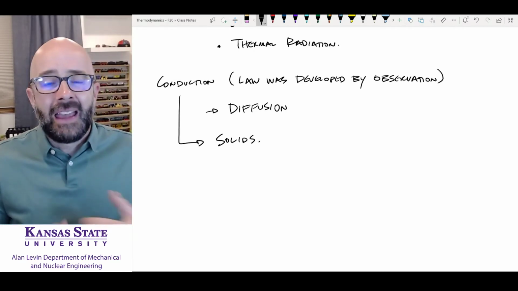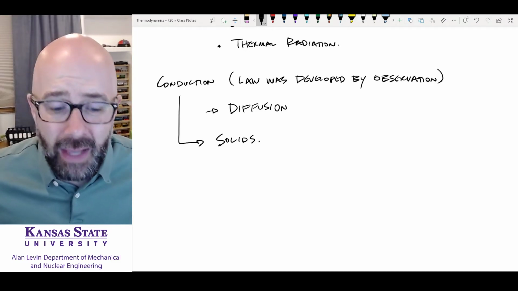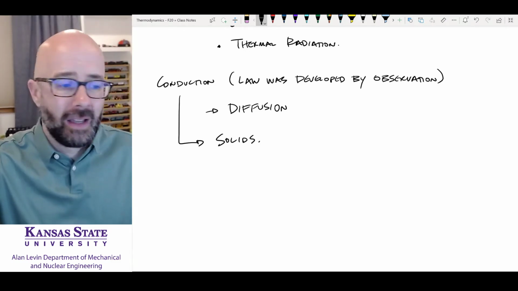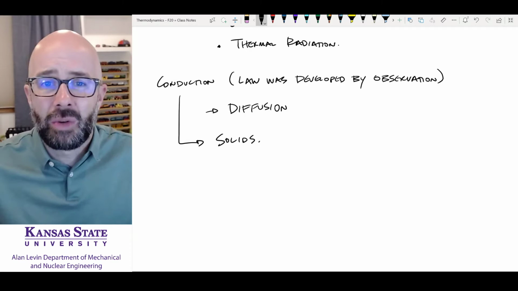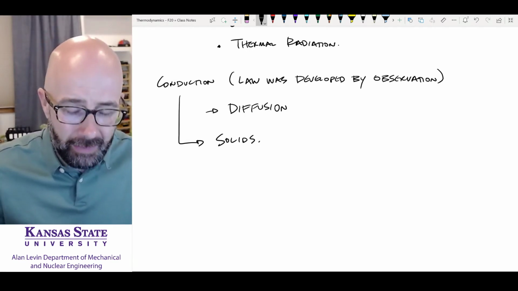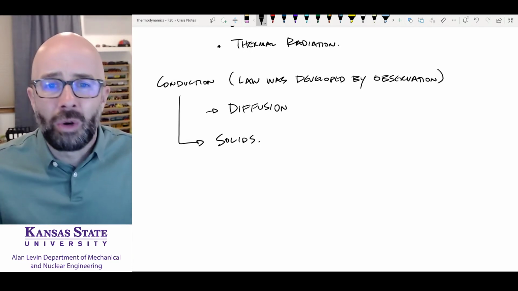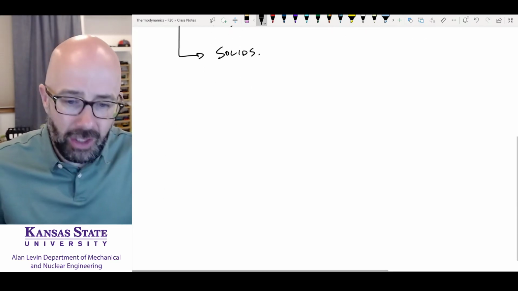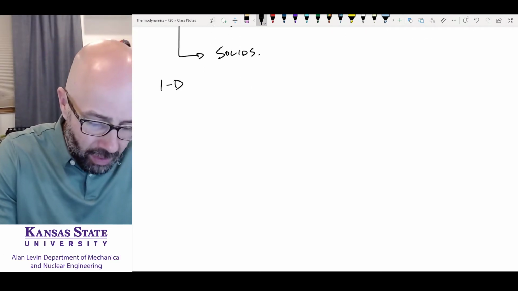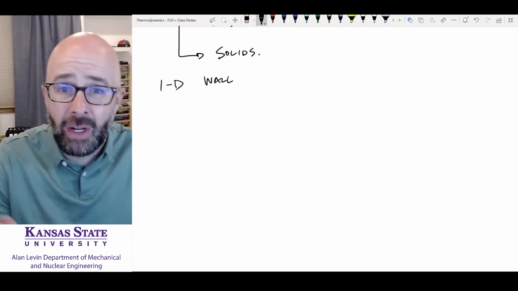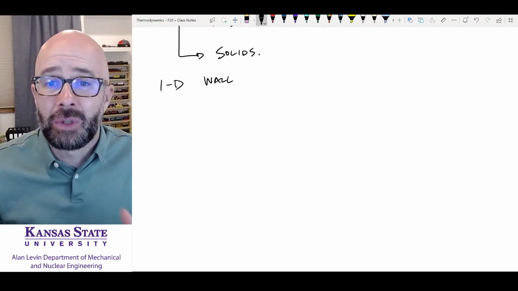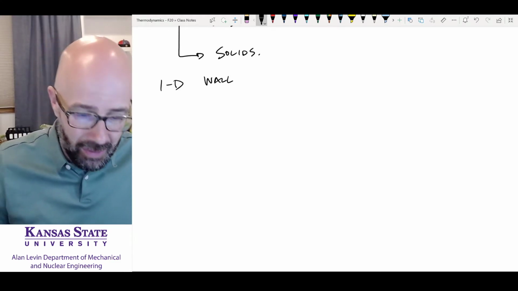Now we're going to talk about conduction, and conduction is going to be inside of solids. It can occur in gases, and we'll talk about that later. It can occur in liquids, but mainly when we talk about conduction, we're going to be talking about solids. So we're going to look at a wall or a plate to start off with. And so let's look at a one-dimensional wall. In heat transfer, you're going to deal with two-dimensional, three-dimensional walls, of course.